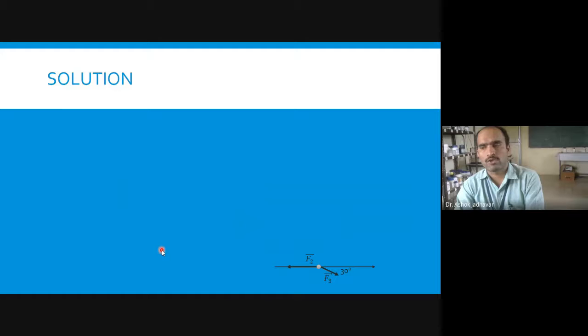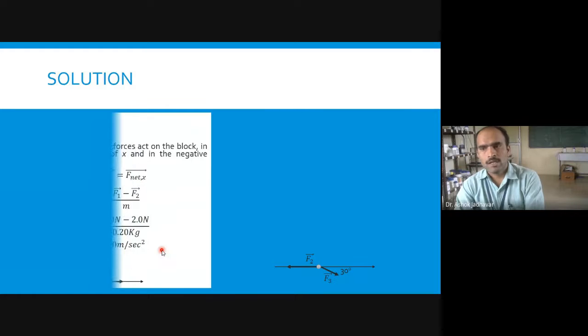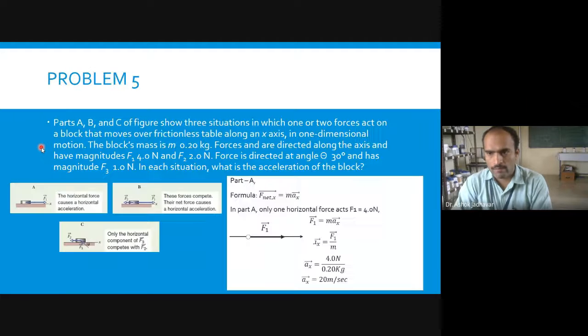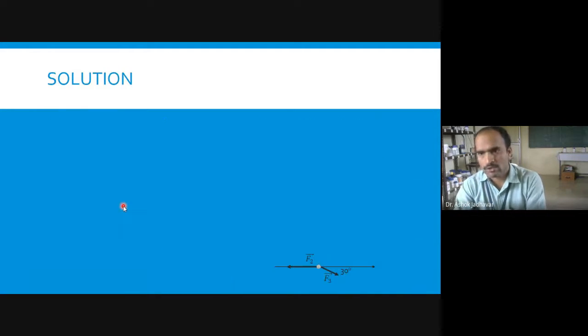Now let us look at the second situation. In situation second, what are we having? Just look at the figure first. We are having one block here. F1 is along the x-axis, F2 is along the minus x-axis, and now we are going to draw a free body diagram for it. So what we are going to do? We will just replace this block by one dot. F1 along the x-axis and F2 along the minus x-axis. So that I have shown here.